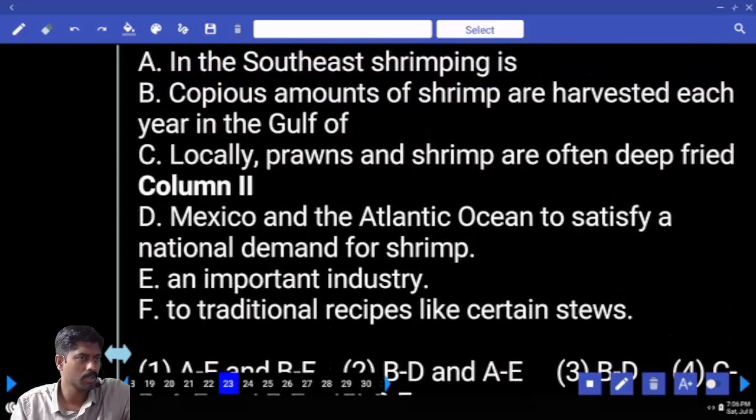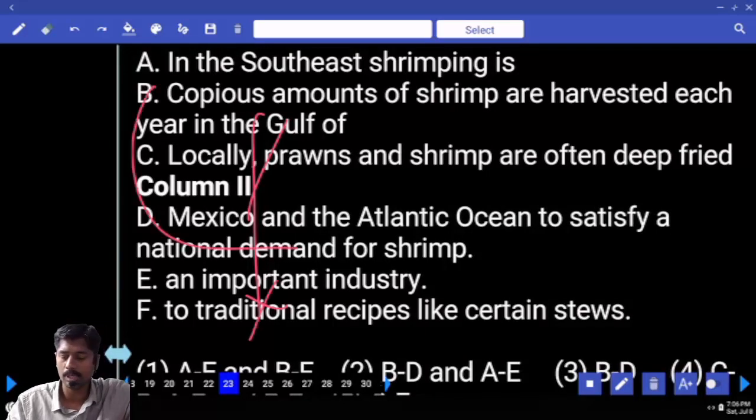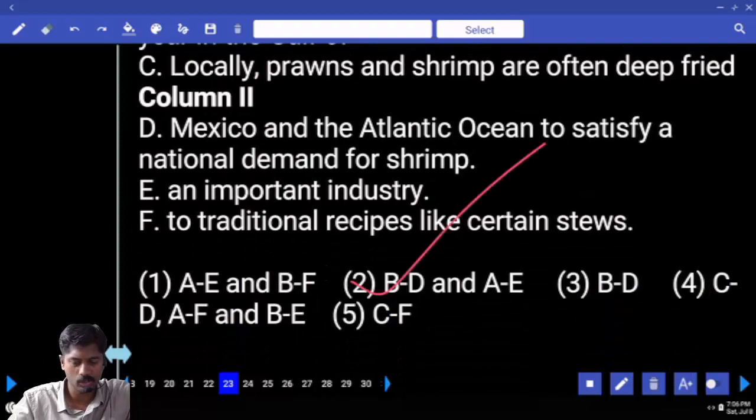Copious. Copious means plenty. Plenty, bountiful, ample, plethora, abundant. Copious amounts of shrimp are harvested each year in the Gulf of Mexico, Gulf of 2. Of 2 wrong, Gulf of Mexico, BD correct. Therefore, second option is the right answer.